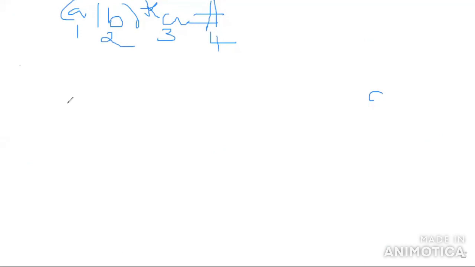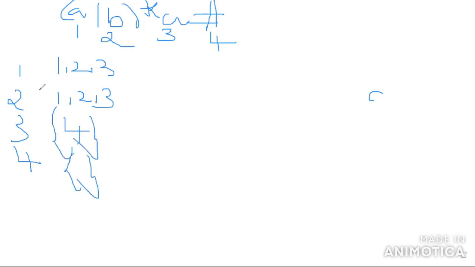So what is the follow position of 1? You have to write it for the nodes. The follow position of 1 is 1, 2, 3. Everything was done in the last class when I completed the conversion. The follow position of 3 is 4, and 4 is empty. So this is how to write everything.